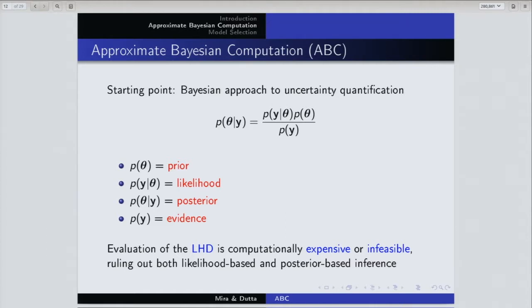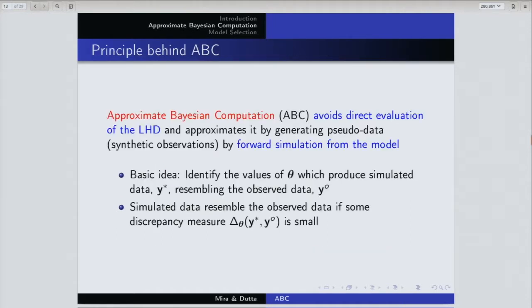Still, we will base our inference on an approximation of the posterior distribution, and we will build this approximation by using a feature of the model, which is the fact that the model is a generative model. And this is exactly what ABC does.